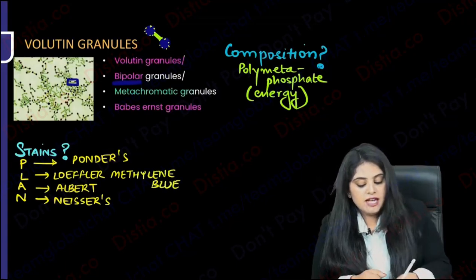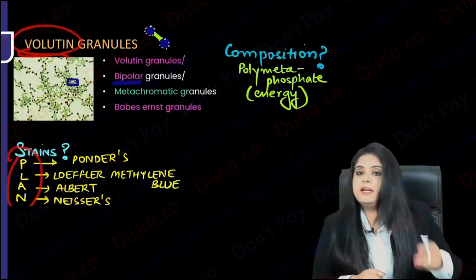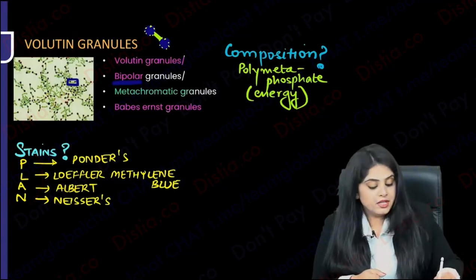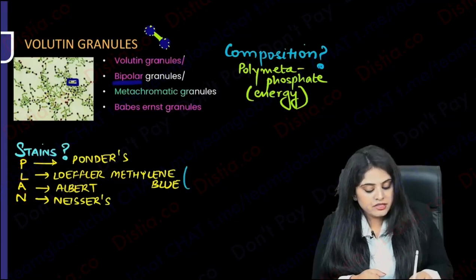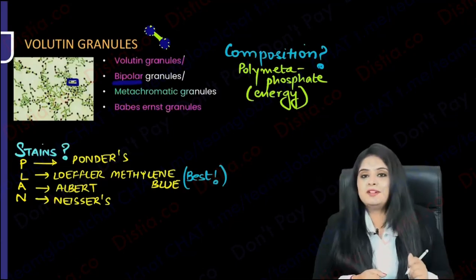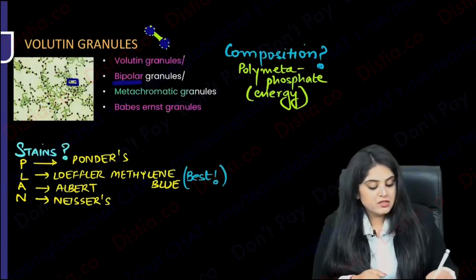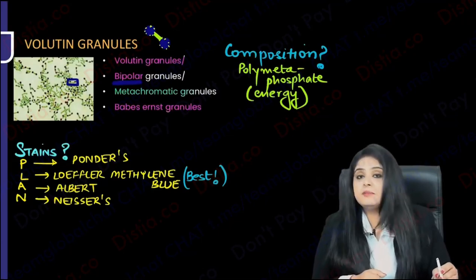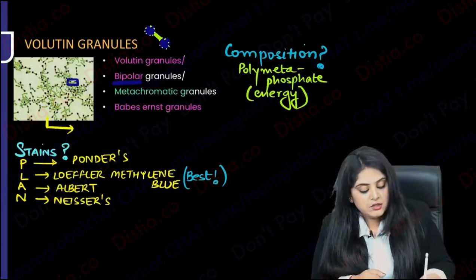So what is your plan for Valentine? Plan for Valentine, sad medicos plan that we are doing this mnemonic. Ponders, Loeffler methylene blue, Albert and Neisser, out of which they are saying Loeffler methylene blue is said to be the best. But this photo is not of Loeffler methylene blue. This picture is a picture of the very famous Albert staining. So that is the question that they are going to ask you moving forward.